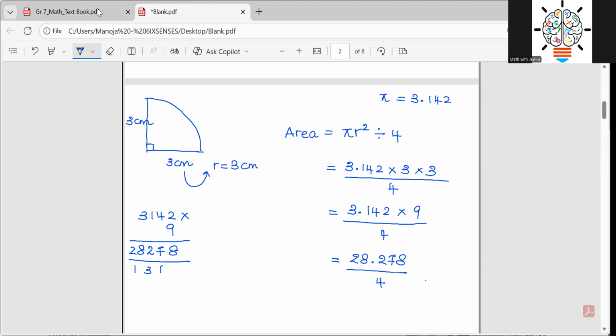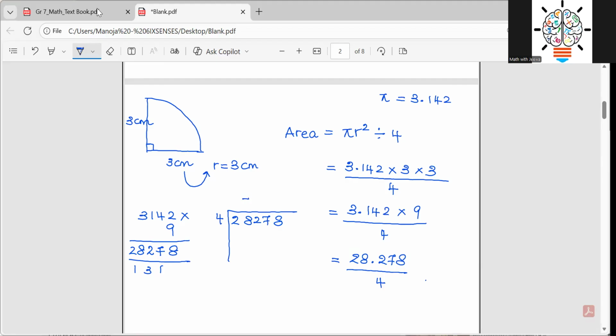Then what I need to do? I want to do the division, but before going for the division, I just want to recheck whether my multiplication answer is correct. 9 times 2, 18, 1 remainder, 9 times 4, 36, plus 1, 37, 9 times 1, 9, plus 3, 12, 9 times 3, 27 plus 1, 28. Now it is correct. When you are dividing, if the denominator is a whole number, again what you do, children, you write 28,278 and you divide this by 4.